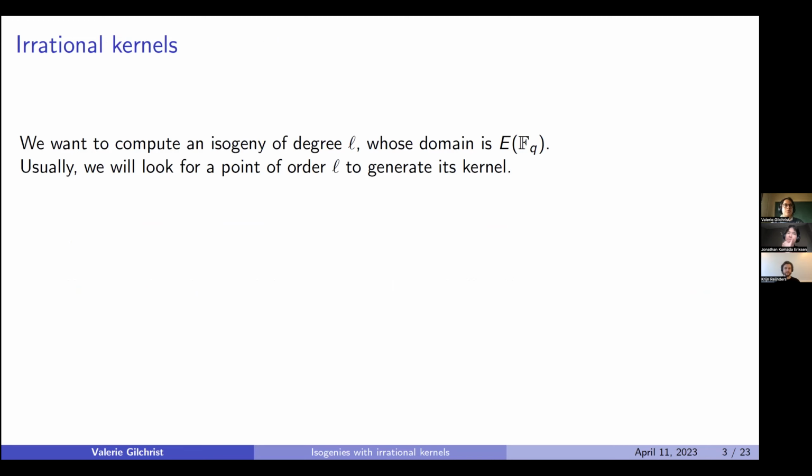Going back to these irrational kernels and what we mean by this. The problem we're setting up is that we want to compute an isogeny of degree L, whose domain is a curve over some field FQ. Usually to define such an isogeny, to use things like Vélu or the formulae in Kohel's thesis, you look for a point of order L, and you use this point to generate your kernel. This leads to your isogeny of degree L.